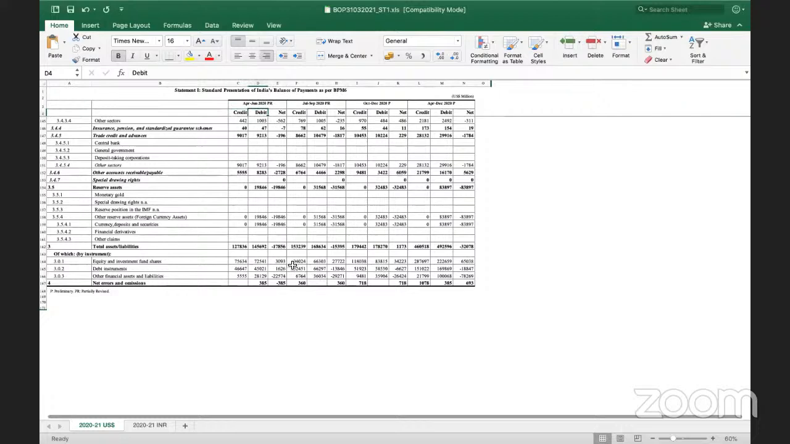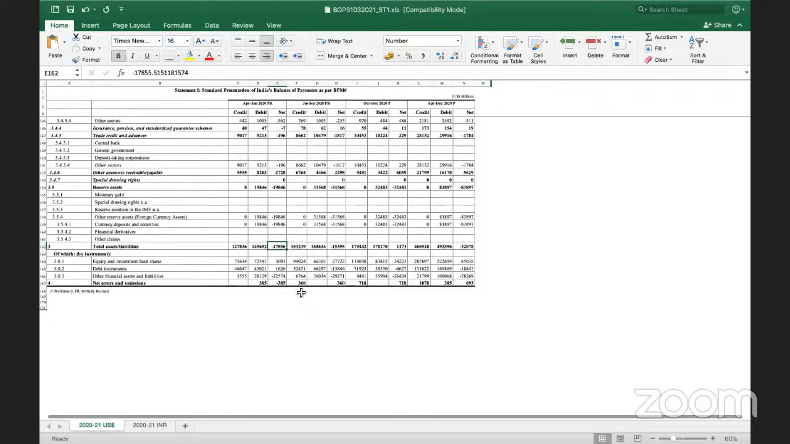Now last year it was around 14,000 foreign exchange. Now it is minus 17,856. That means the foreign exchange reserves are going down. Look at this. That is positive 14,000. It is negative 17,000. Right?